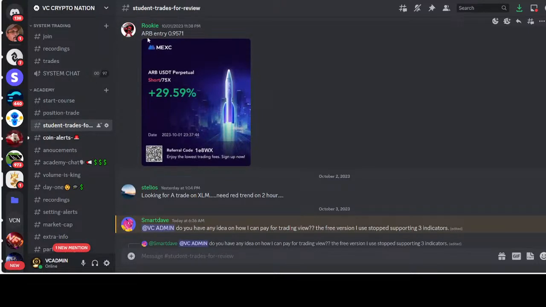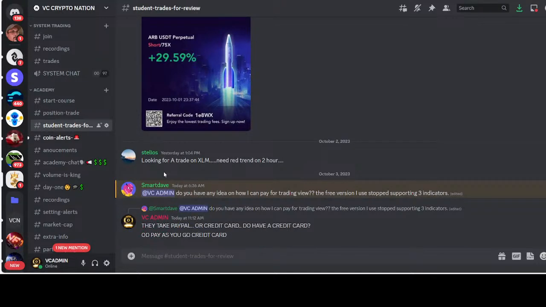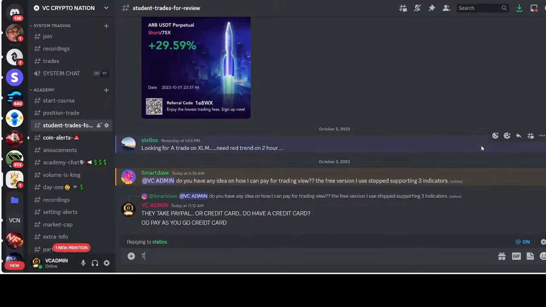So I'm going to go back and review Rookie's entry on ARB. He made 29%. I'm going to review it to see if he could have done better, but as you can see, he hit his goal of making 20%, right? This right here, looking for a trade on XLM, this needs to be in the main chat, right?